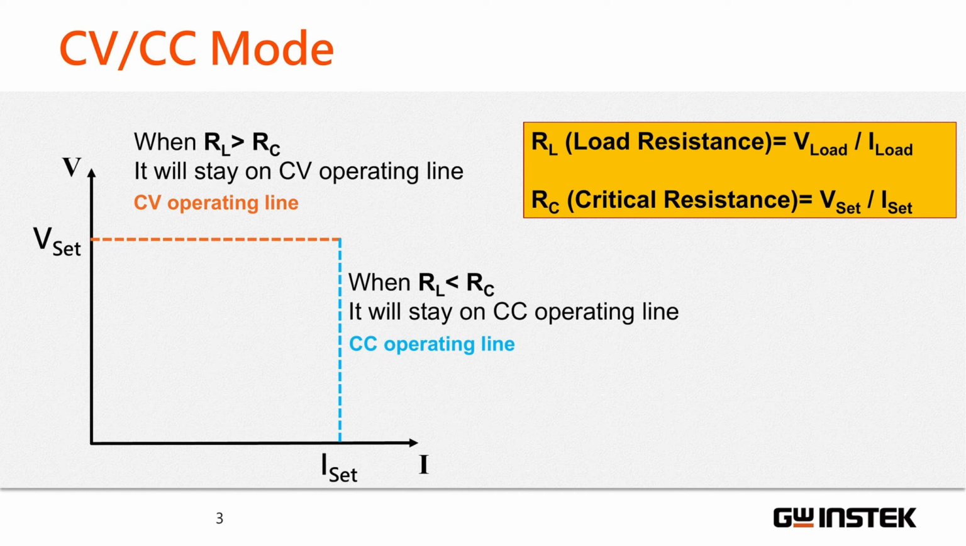maintain a constant current. For instance, when the power supply operates without connecting any load, the load resistance is effectively infinite as the loop is open. In this case, it operates in CV mode with zero current.